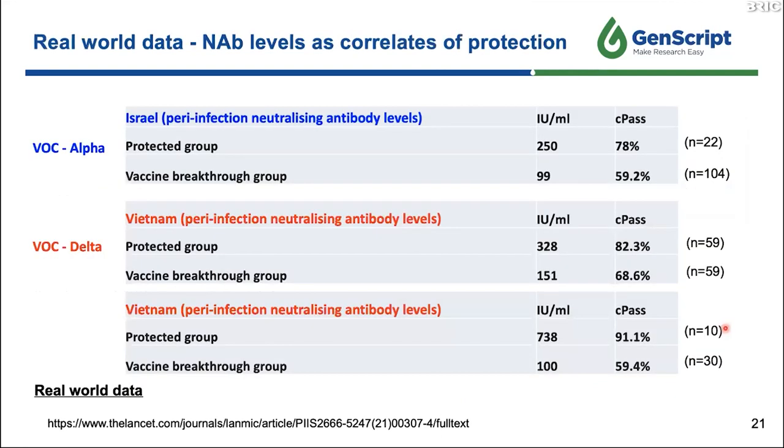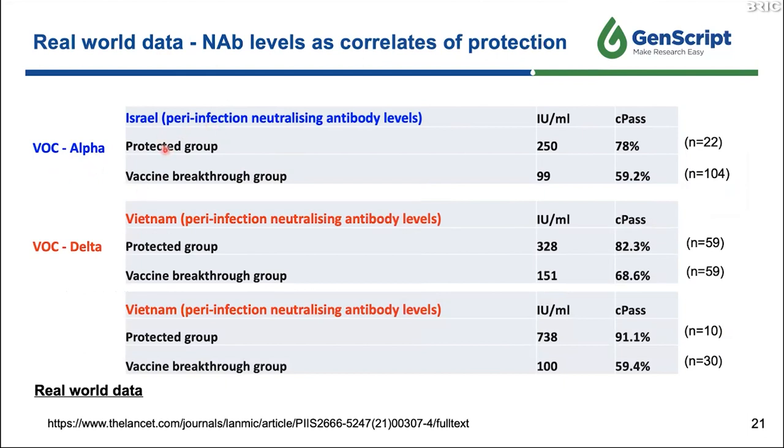So next, I would like to share some real-world data that indicates that the higher the neutralizing antibody, the lesser the chance of getting vaccine breakthrough infection. The first study I would like to mention is an Israel study, during which period alpha was the circulating variant of concern.